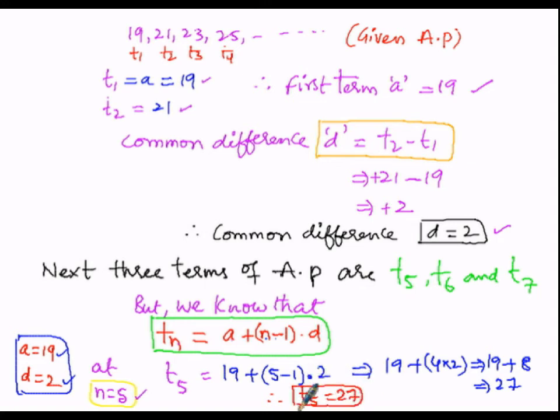Then now we have to find out the sixth term. In order to find the sixth term, let us write the nth term formula: the nth term is given by the formula A plus n minus 1 into D, in which A is the first term, denoted by T1, whereas the common difference D can be found by the formula T2 minus T1, or T3 minus T2, or T4 minus T3.